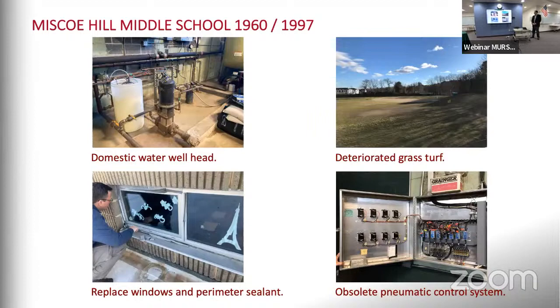The playing fields are in rough shape. The grass is pretty worn out. We would want to make sure that we address that. This building is about due for a window replacement. The windows, just because of their age, are thermally inefficient and drafty. The control system for heating, ventilation, and air conditioning is an old pneumatic system, which they don't age well, become very problematic. It's hard to find people to work on them. It's hard to find replacement parts.